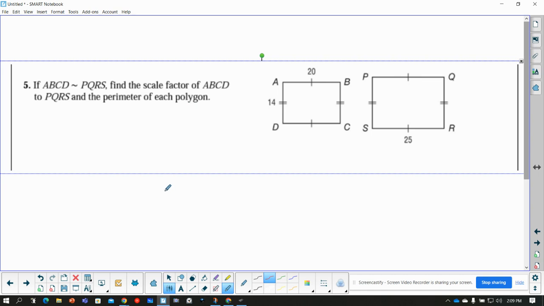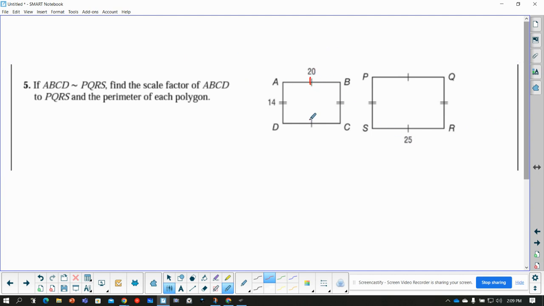This is just like one of the practice ones that we did. Scale factor, let's see here. Now, ABC, notice it's got this one line here and a one line. That means this side is also 20. 2 lines there and 2 lines here. This means this is also 14. 25, this means this is also 25. I don't know either one of those.